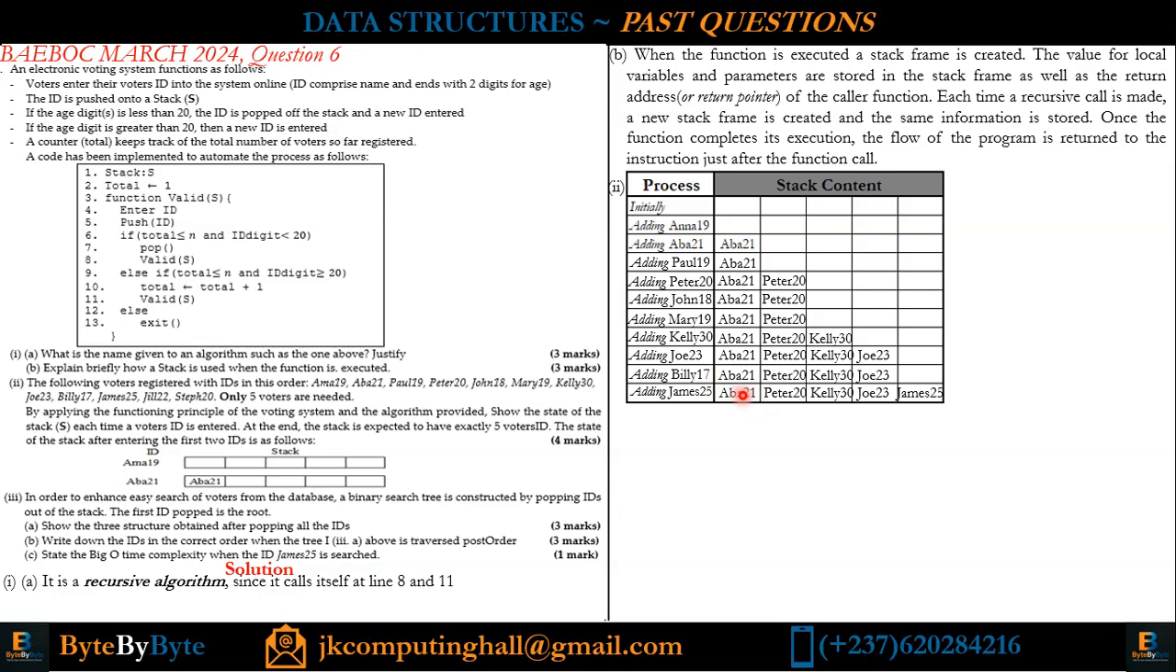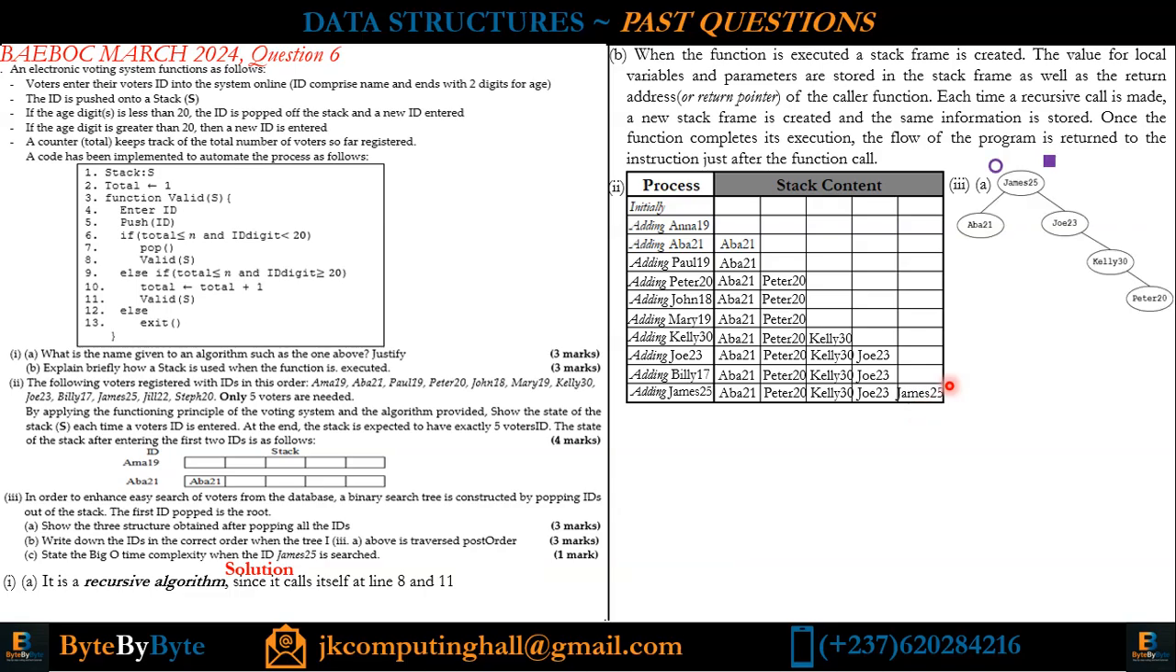Now, this is our stack. When I pop a value out of the stack, dear students, which value is going to be popped out? Is it Abba, Peter, Kelly, Joe, or James? If you said Abba, then you are wrong. Whereas if you said James, then you are correct. Why? Because a stack follows a LIFO principle. The last element to be added is the first to be popped out. And the last element that was added is James 25. So to construct our tree, our first element, which is James 25, will be our root.